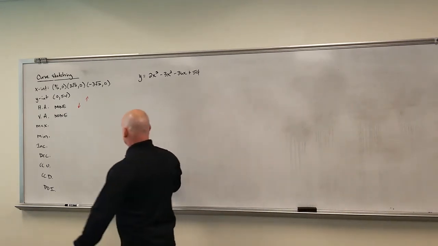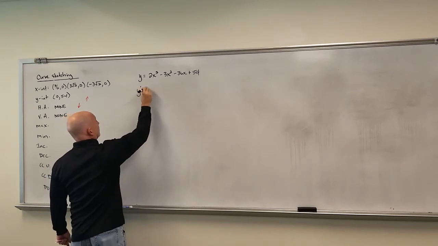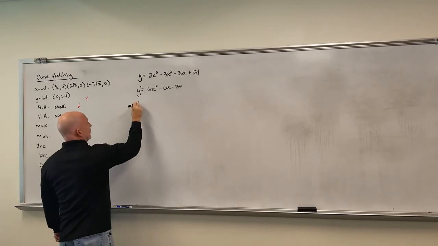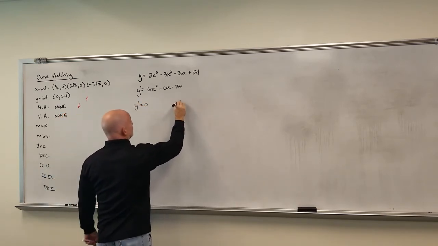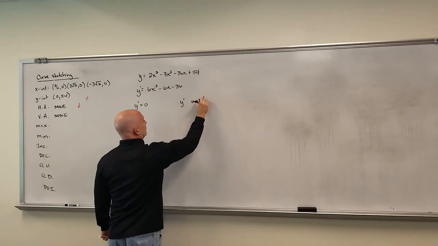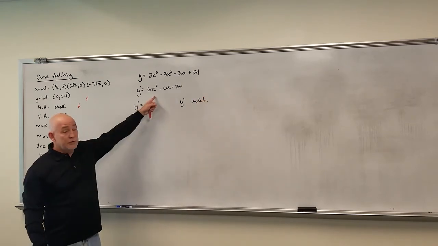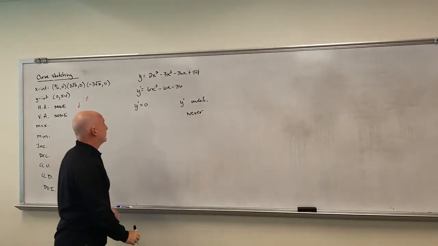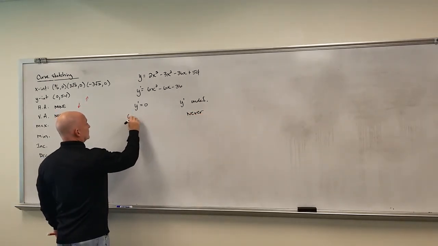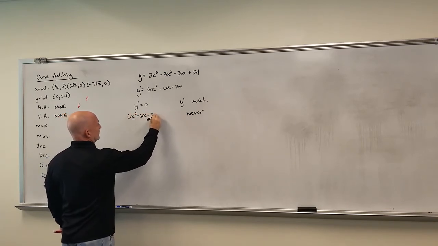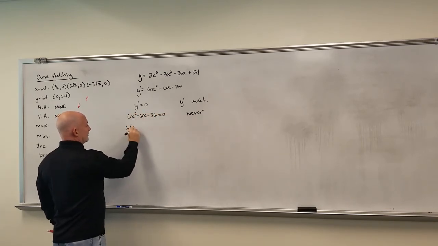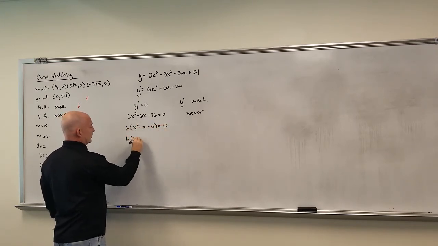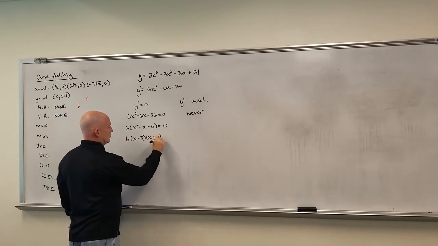Okay, for our first derivative, let's go ahead and do that. That's going to be 6x squared minus 6x minus 36. Remember, for our first derivative test, we want to know where that's equal to zero and where it is undefined. Since we don't have a fraction here, this is never undefined, so we don't get any values from this. This will be equal to zero when 6x squared minus 6x minus 36 is equal to zero. We have a greatest common factor, and we can factor that some more. That's 6 times x minus 3 times x plus 2.